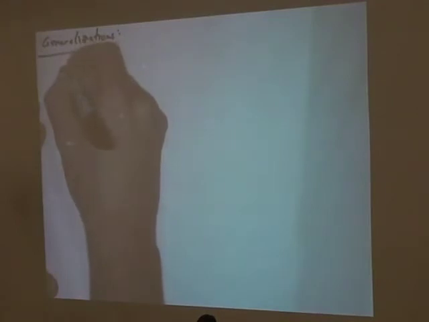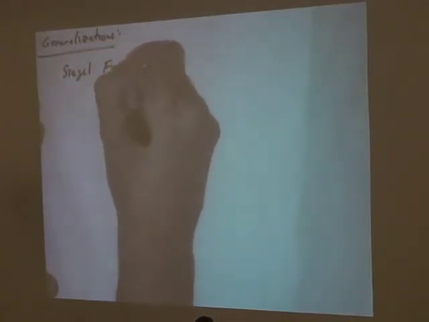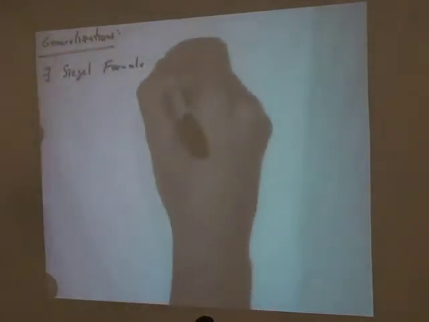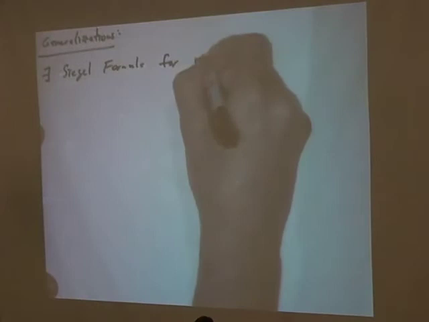Okay. So there are some generalizations. We did simplification, now generalizations, which is that you can talk about representing. There is a Siegel formula. There exists a Siegel formula for representations.